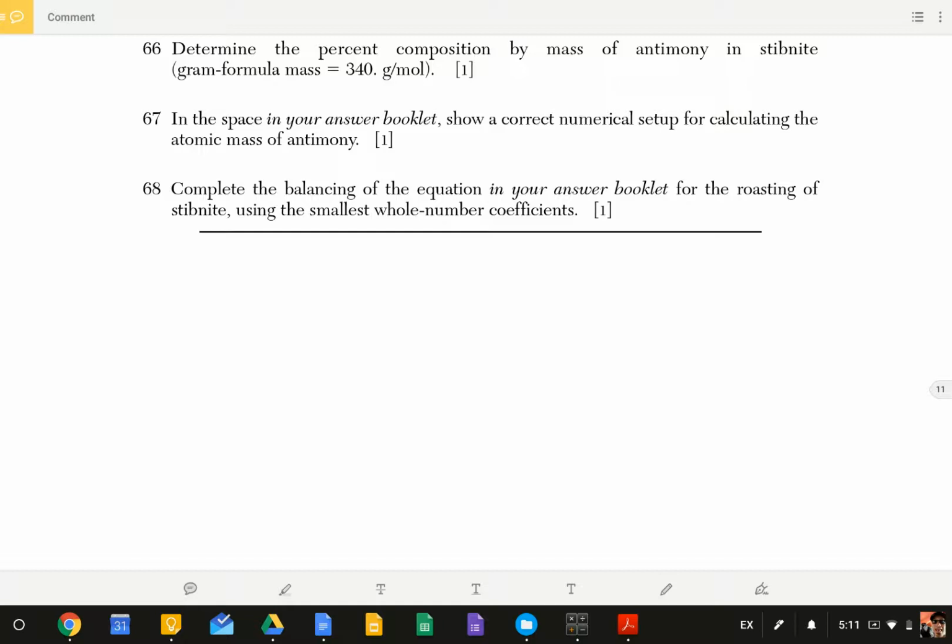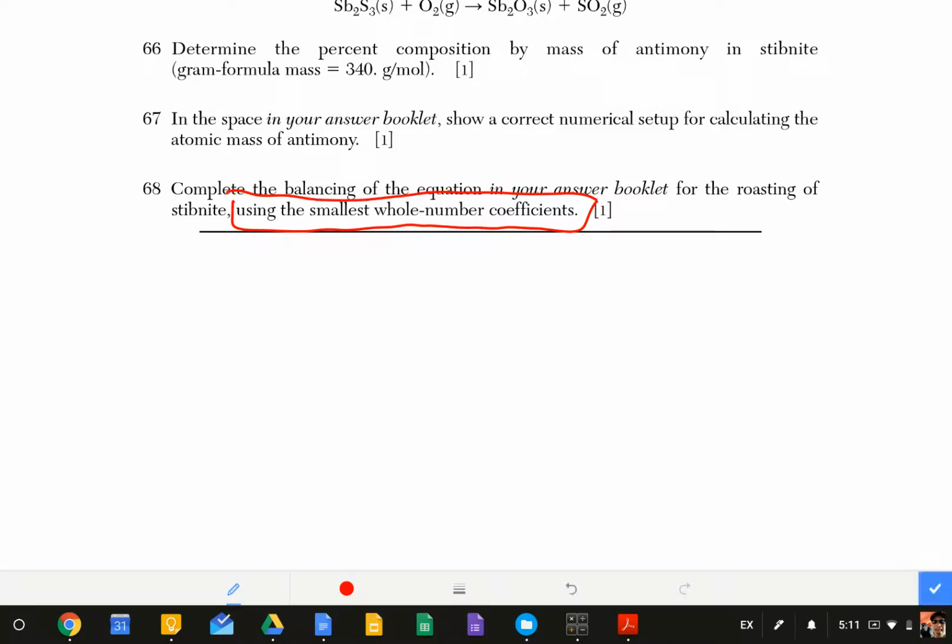Complete the balancing of the equation in your answer booklet. Okay, so you know what? To make this easier, I will go to the answer booklet. But by the way, we have to pay attention to something here. It says using the smallest whole number coefficients. So basically what that means is that if you balance the equation and the coefficients you have can all be divided by a common number to simplify, then you would simplify. But I don't mess with that until I'm done with balancing. So let's check it out.